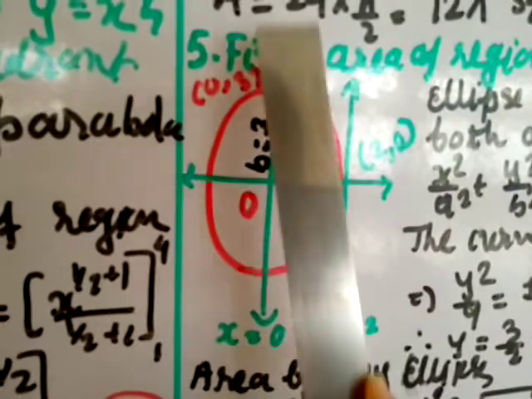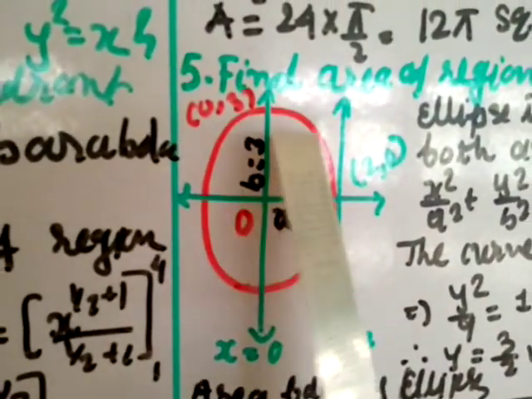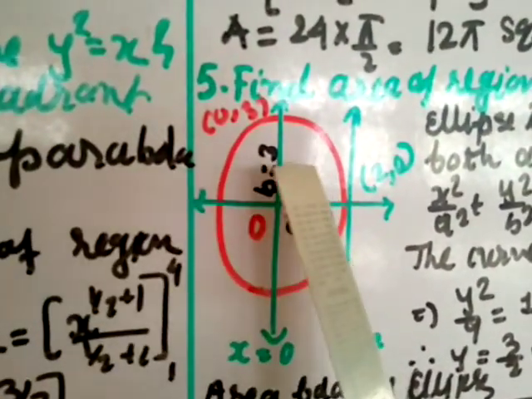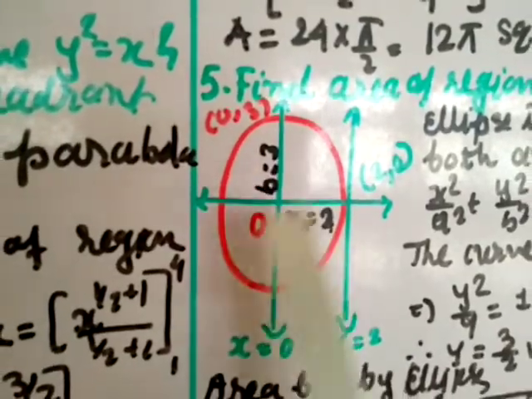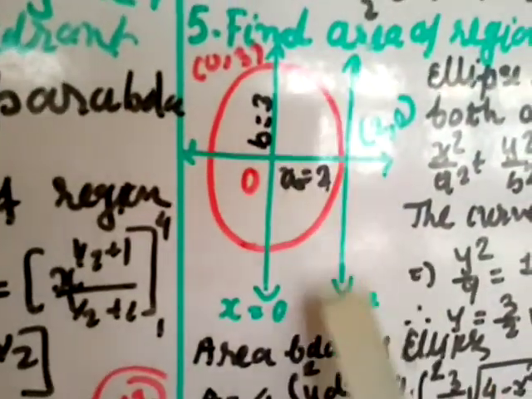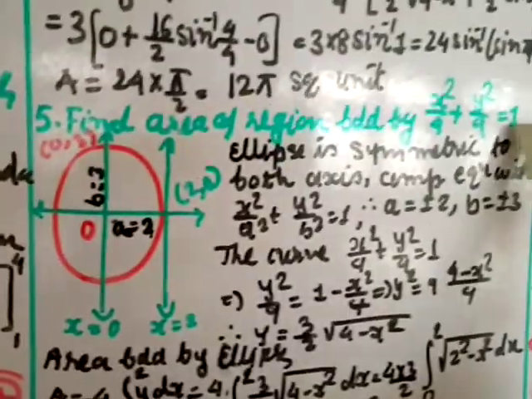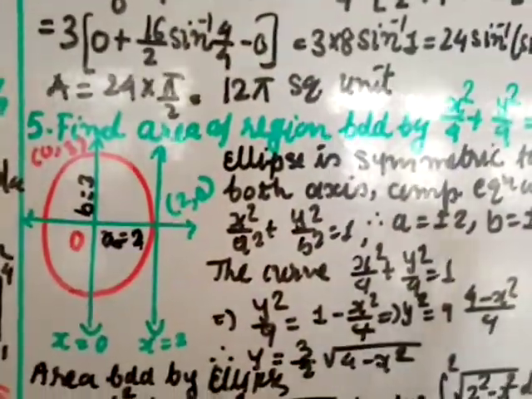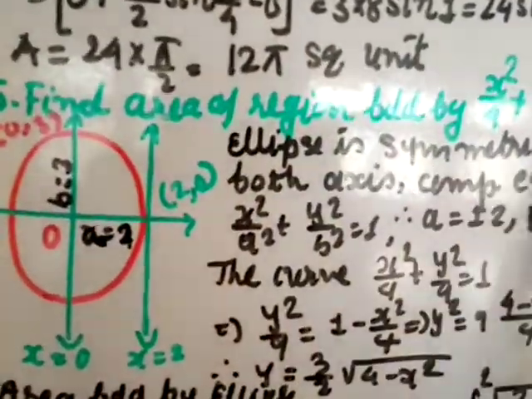And now I will tell again, the 4 part will be the same. So I will take only 4 times. I'll find for the first quadrant. So the limit I will take as x equal to 0 and x equal to 2. Why x equal to 2? Because I am comparing this equation with the standard equation of the ellipse. Okay, ellipse is symmetric to both the axes.